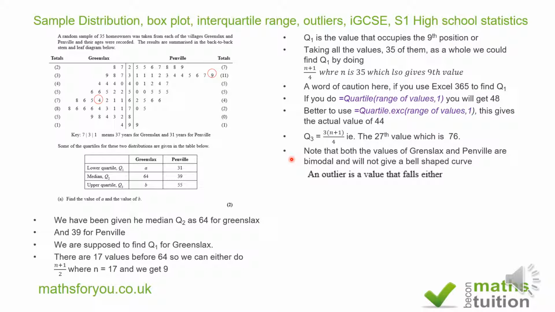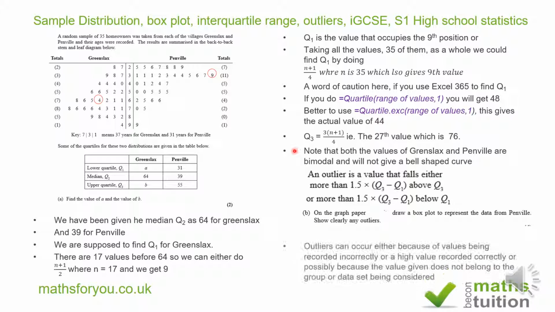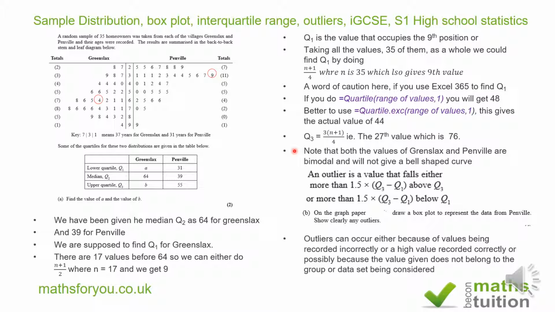Anyway, moving on to outliers. It says an outlier is a value that falls either more than 1.5 times Q3 minus Q1, where Q3 minus Q1 is the interquartile range, above Q3, or more than 1.5 times the interquartile range below Q1. Now, you can get an outlier in one of three ways. Either you made a mistake in your sampling, or you're actually correct, or it belongs to a different set of data. Okay, we should do that in the next slide.